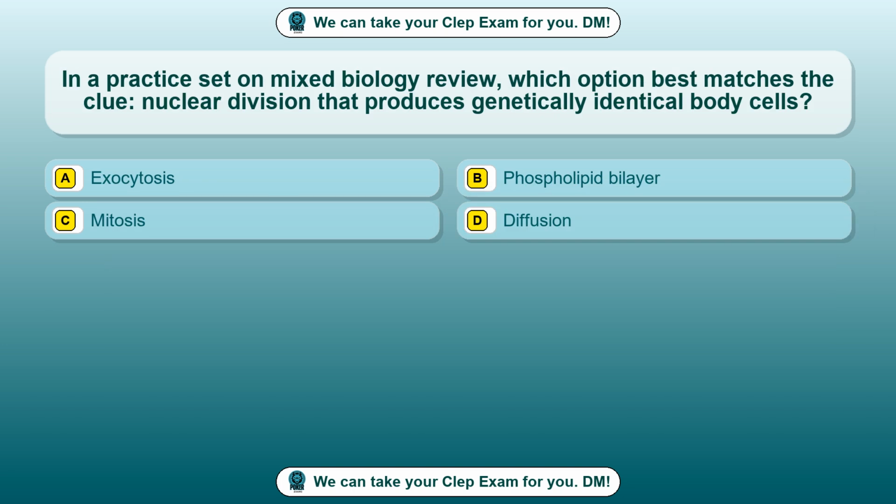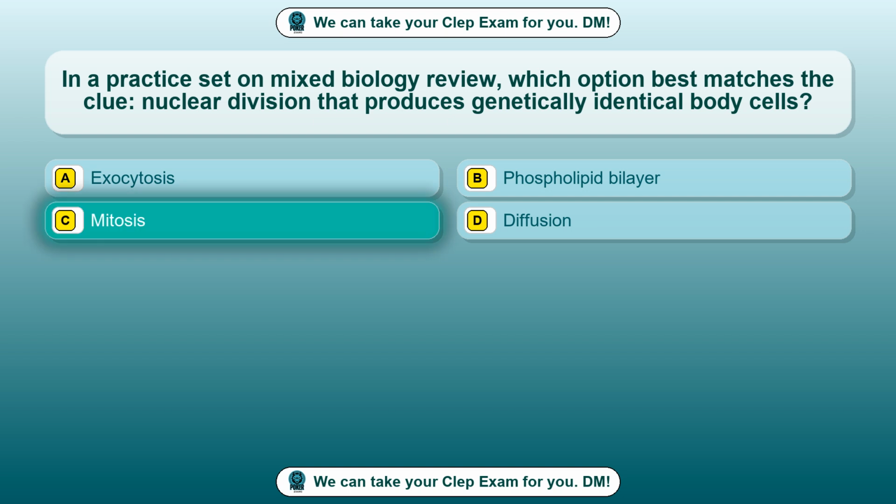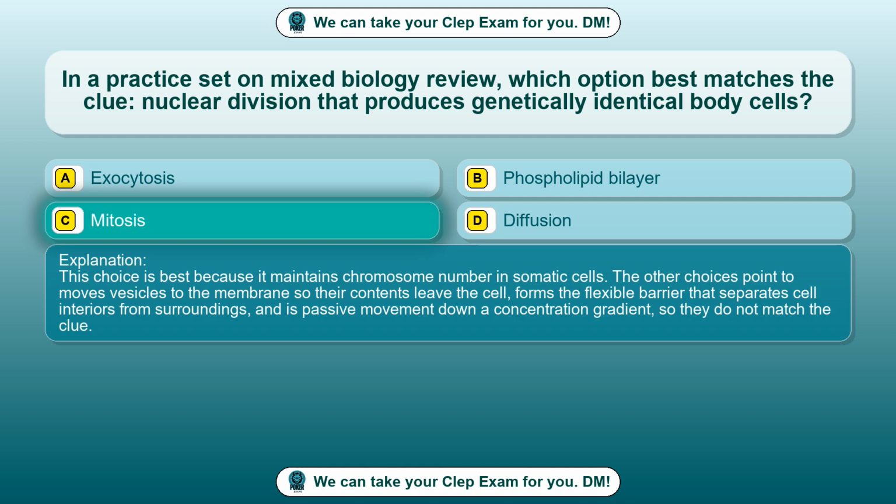Question 89. In a practice set on mixed biology review, which option best matches the clue nuclear division that produces genetically identical body cells? Option A, exocytosis. Option B, phospholipid bilayer. Option C, mitosis. Option D, diffusion. The correct answer is option C, mitosis. This choice is best because it maintains chromosome number in somatic cells. The other choices point to moves vesicles to the membrane so their contents leave the cell, forms the flexible barrier that separates cell interiors from surroundings, and is passive movement down a concentration gradient, so they do not match the clue.